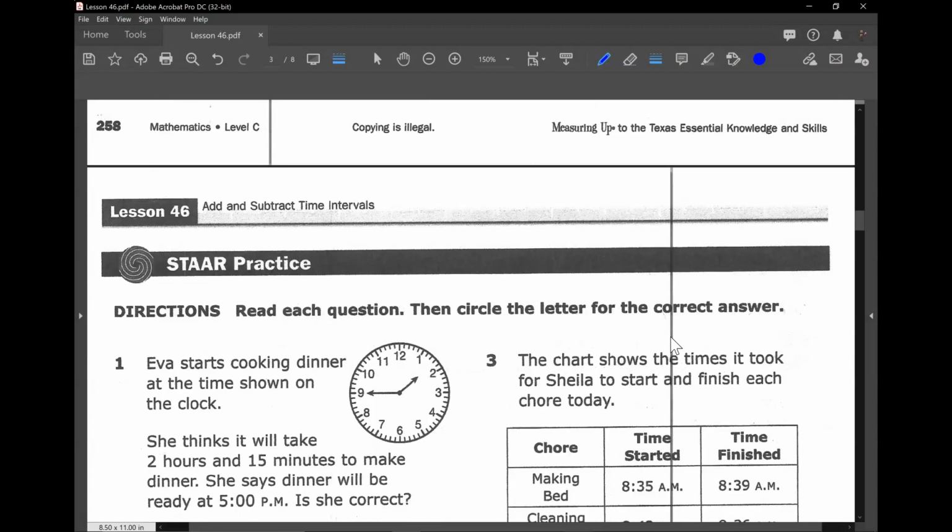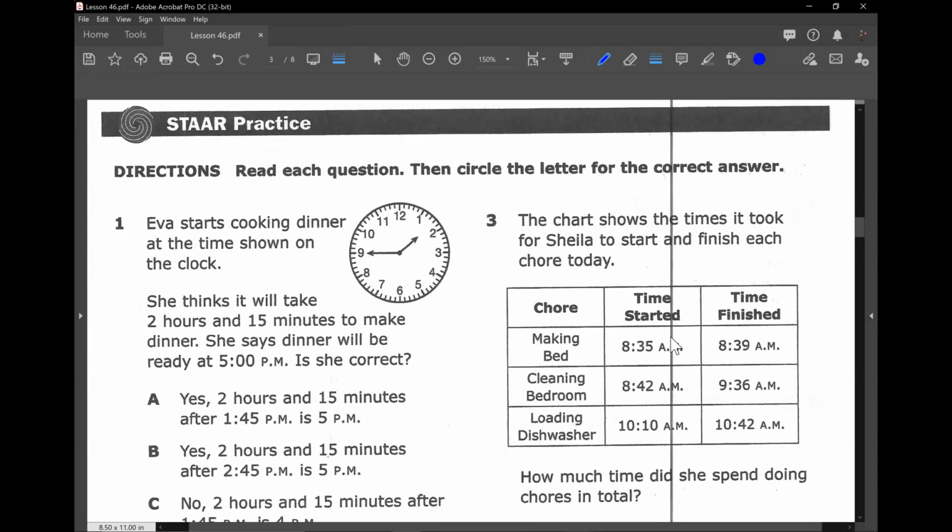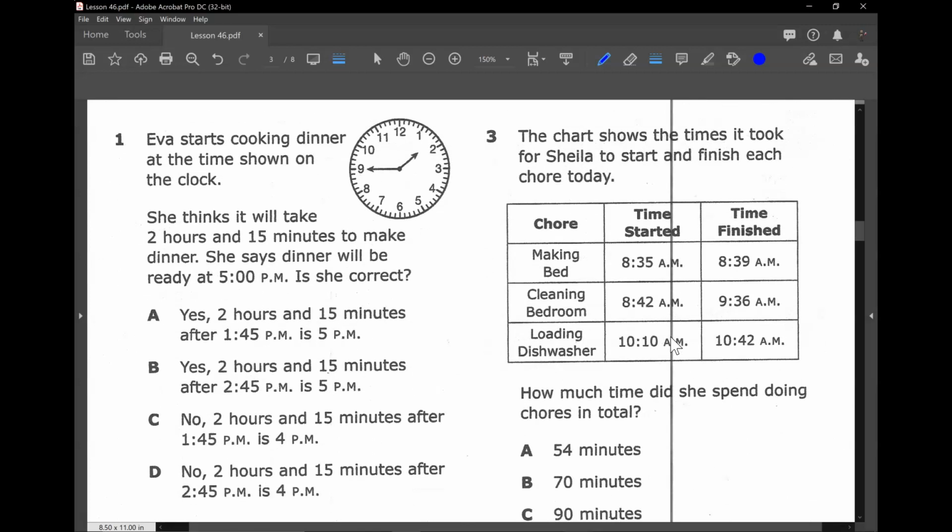Alright, next one. We're going to look at some problems now. Okay, so I'm going to work one problem from each page, and then you're going to work the rest on your own. Okay, so let's look at number 1 together.